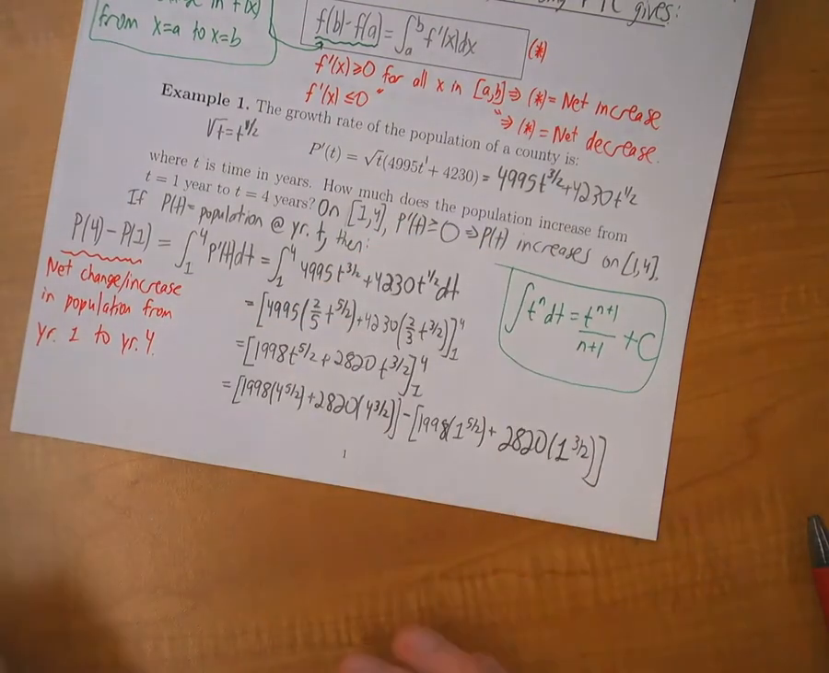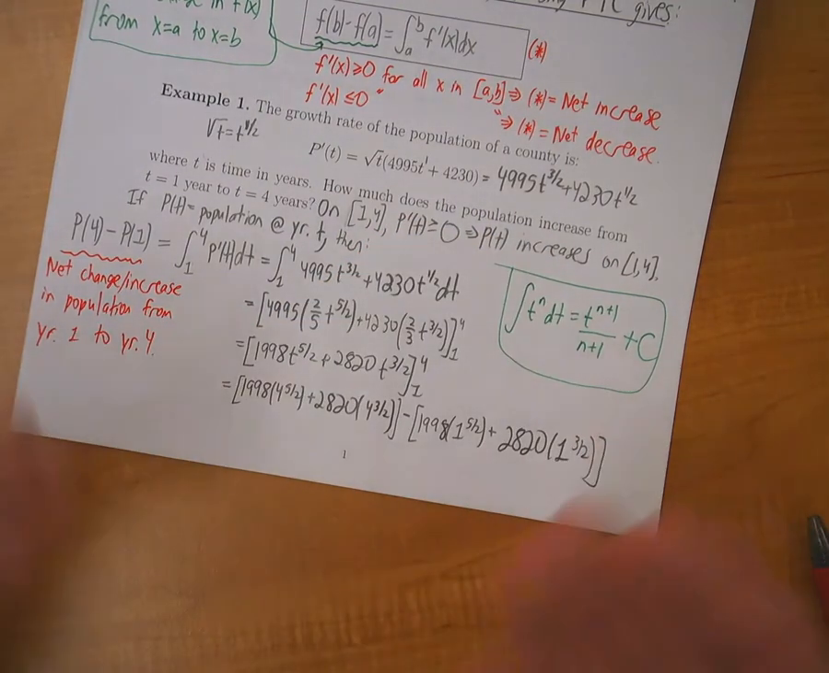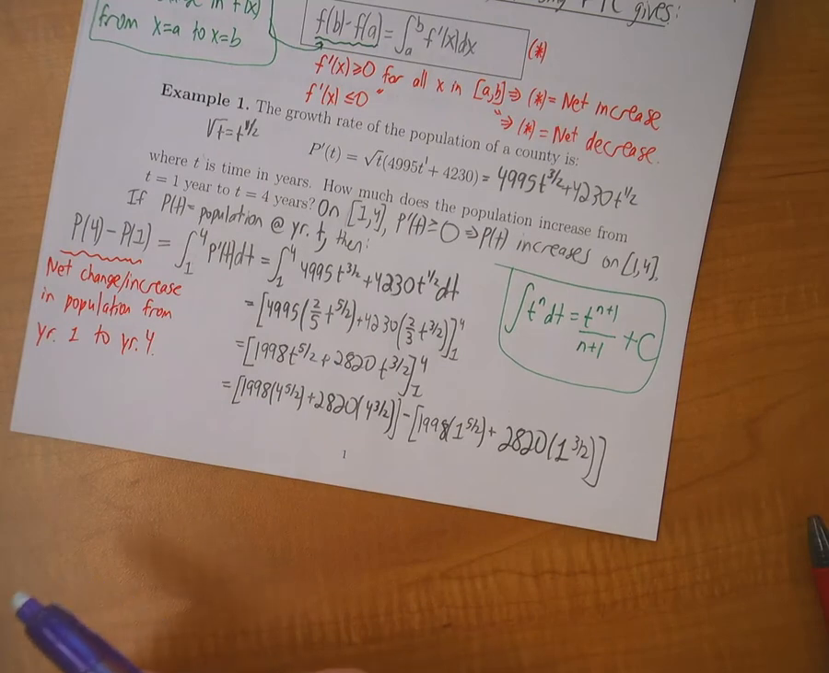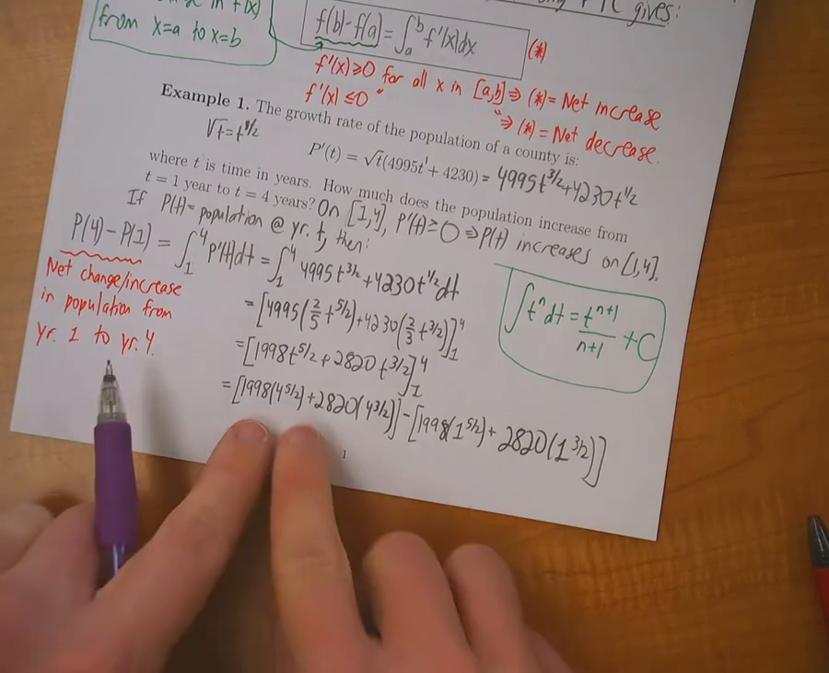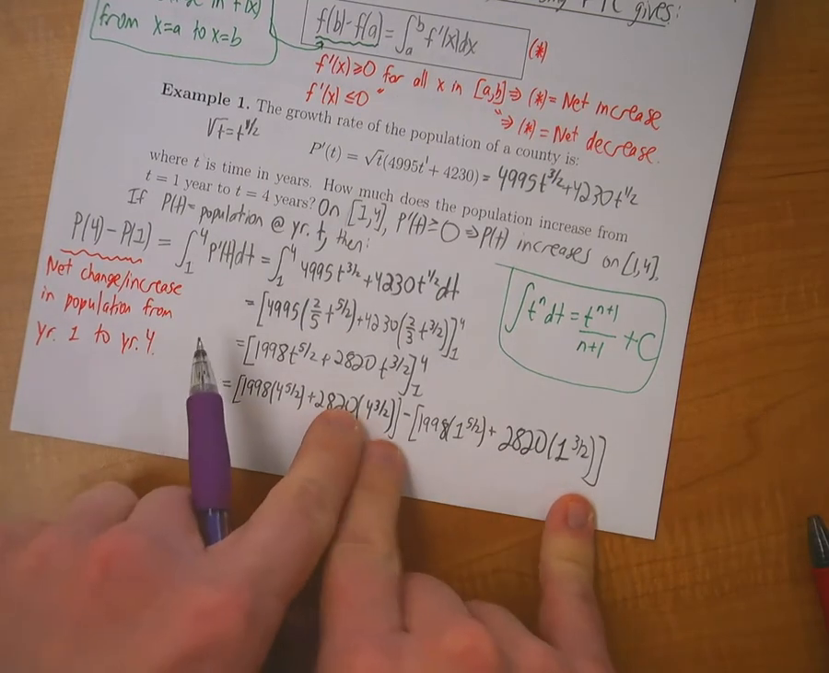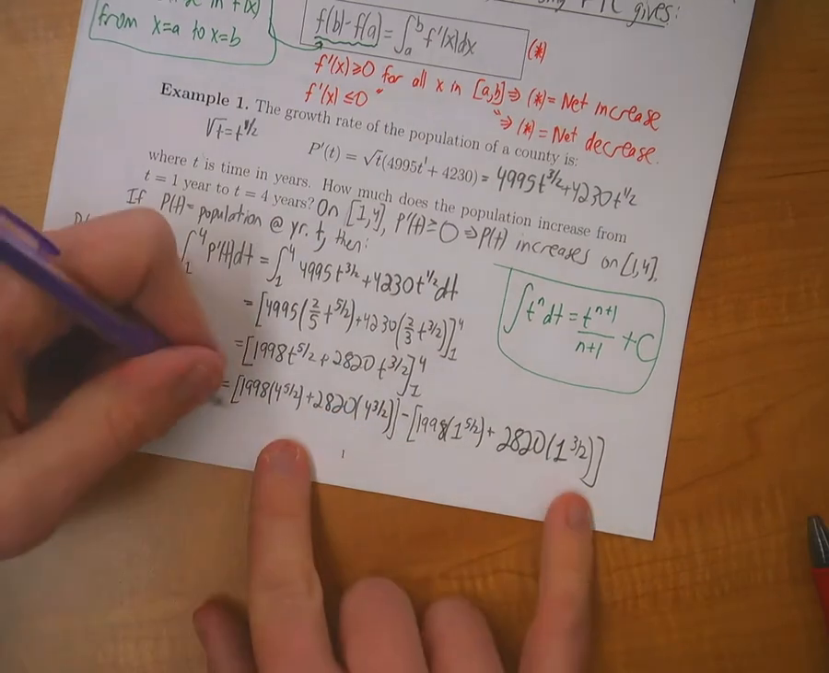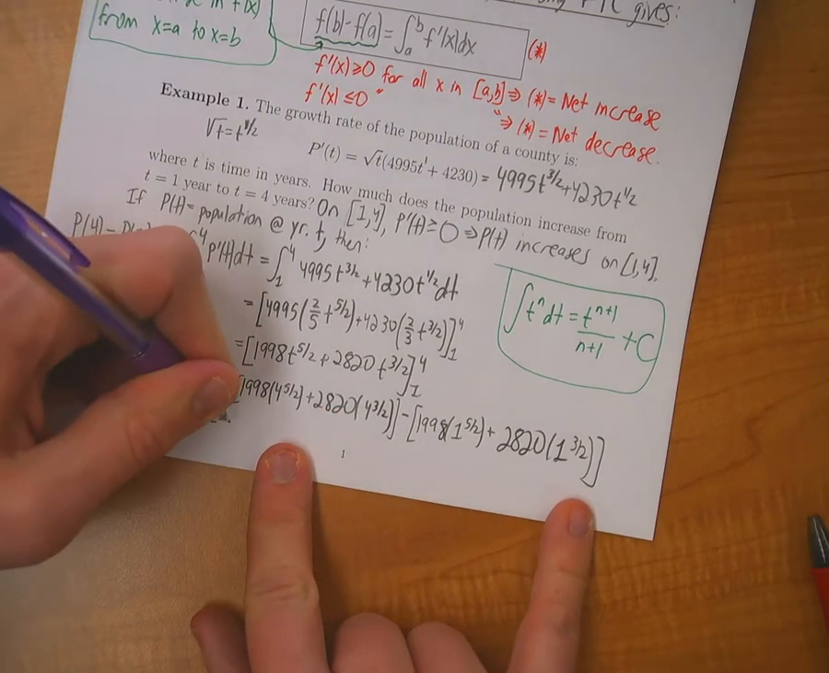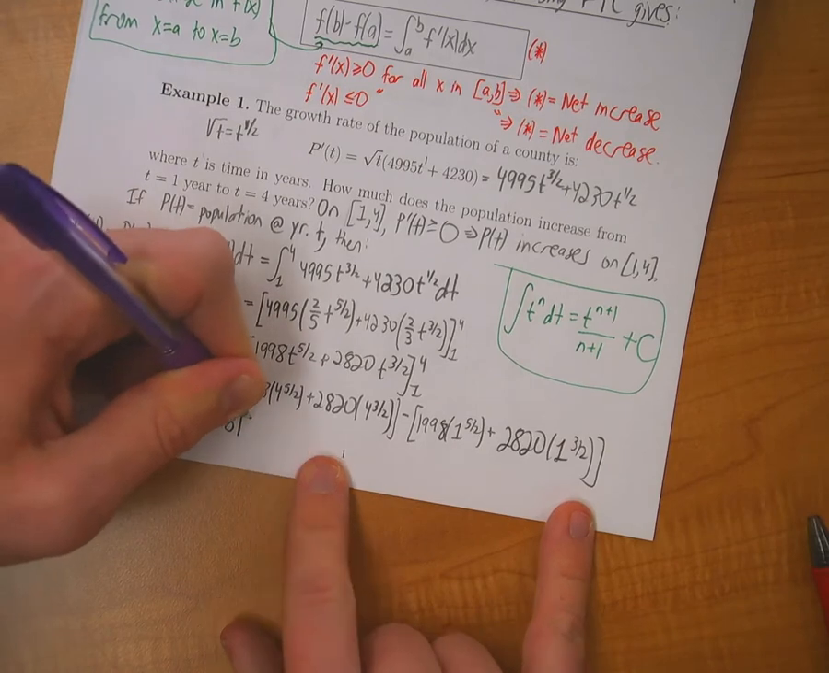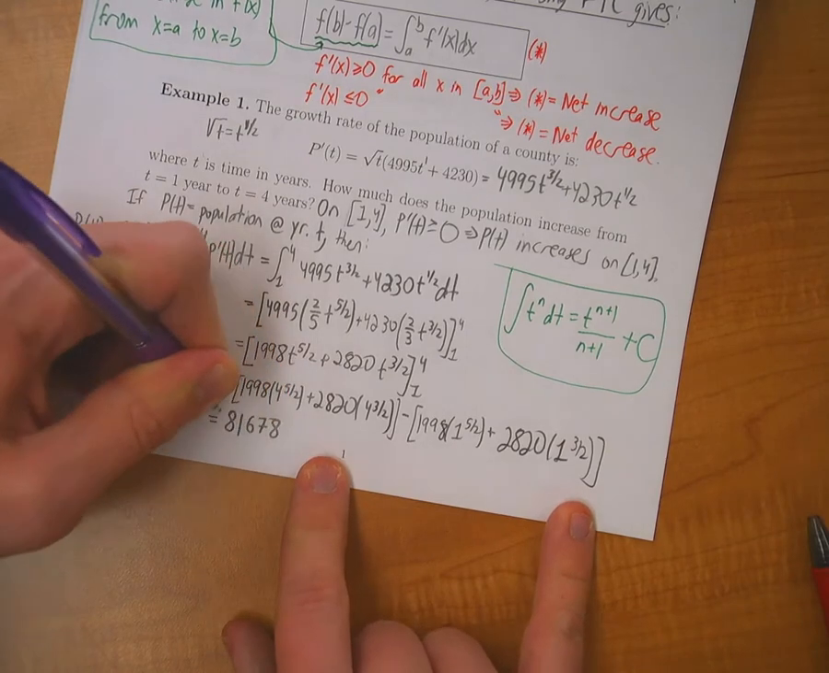Okay? And then as a result, you can do the necessary mental math or plug this into a calculator, though I would recommend using a calculator because these constants are rather large. So at the end of the day, you should end up with 81,678 as your final answer.